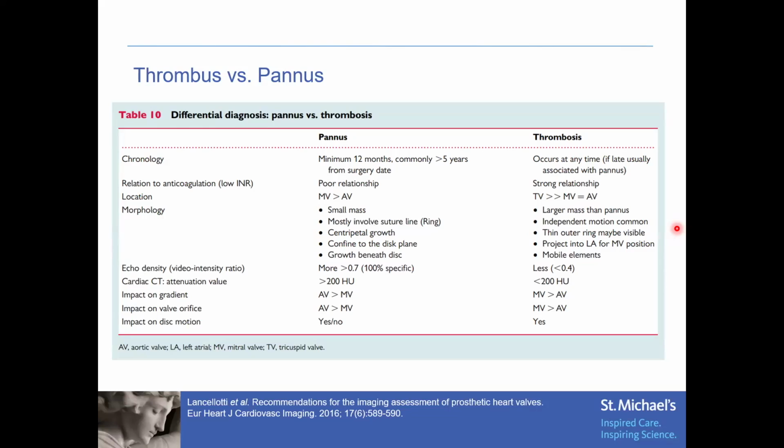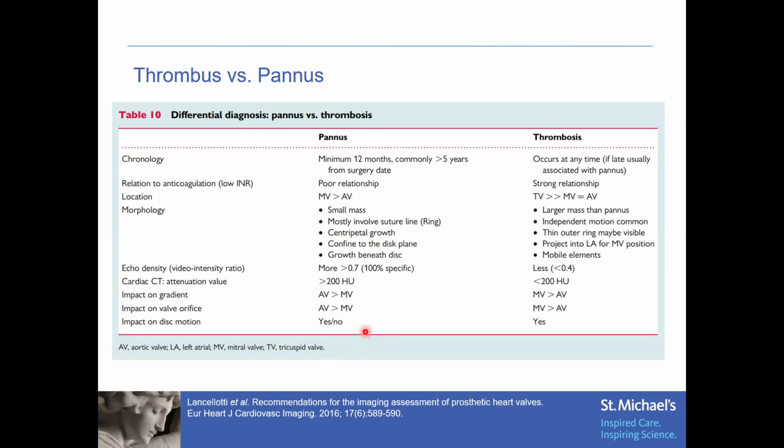The morphology can also be quite helpful. Pannus tends to be quite small, whereas the thrombus generally is larger in size overall. You can have independent motion of the abnormality, and that generally is more likely to favor thrombus. So if you see something moving quite a lot, it's more likely thrombus than pannus. And if you have mobile elements, again, more likely thrombus than pannus. We've kind of talked about this already, but the echo density is helpful. So thrombus tends to be less echo dense. Pannus tends to be more echo dense, more echo bright.